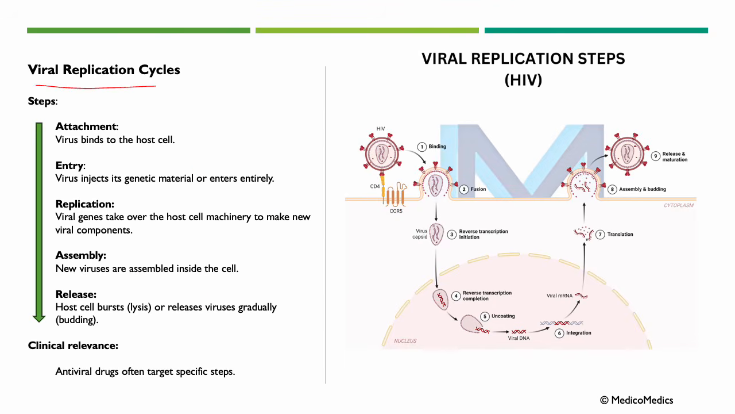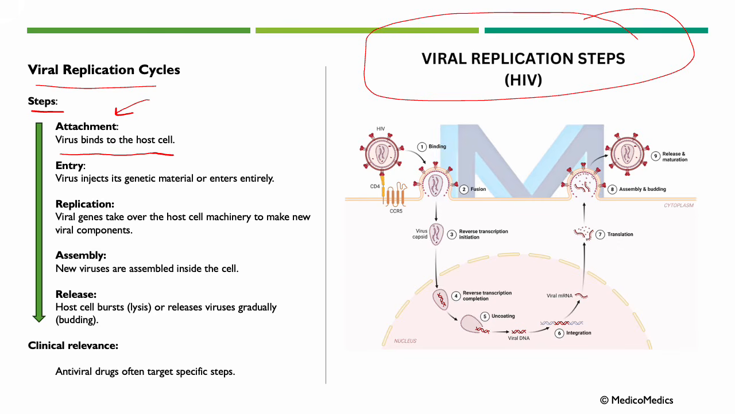Now let's talk about the viral replication cycles. And we will use as an example HIV. So the steps here are important and high yield to remember. What happens first is attachment. So the virus binds to the host cell. Then we have entry. So the virus injects its genetic material or enters entirely.